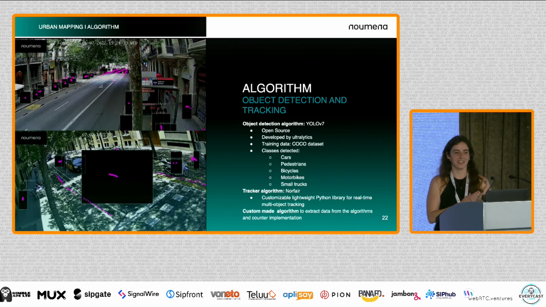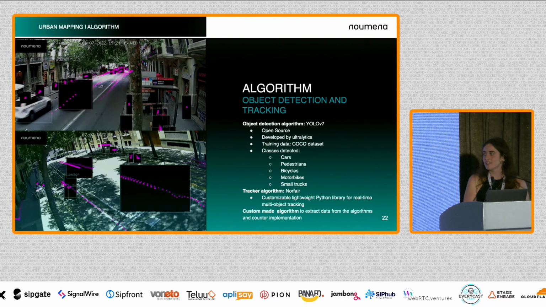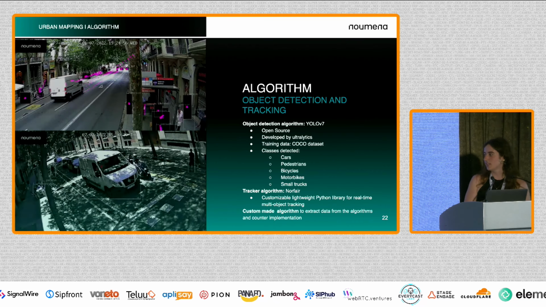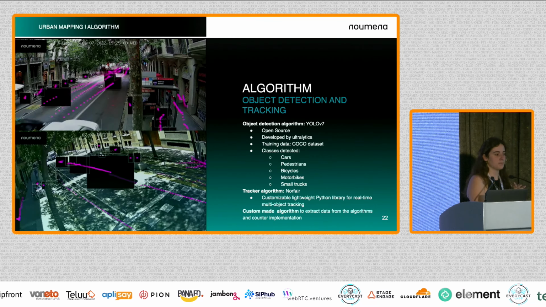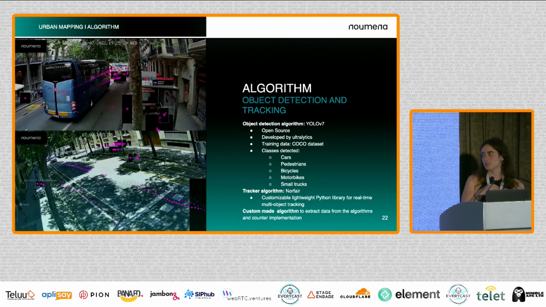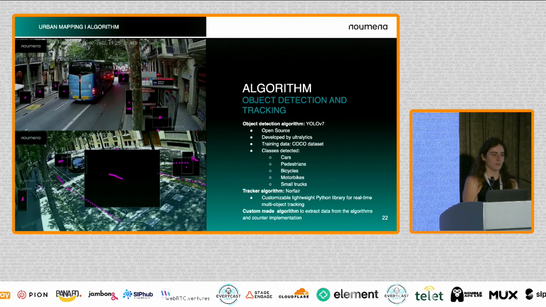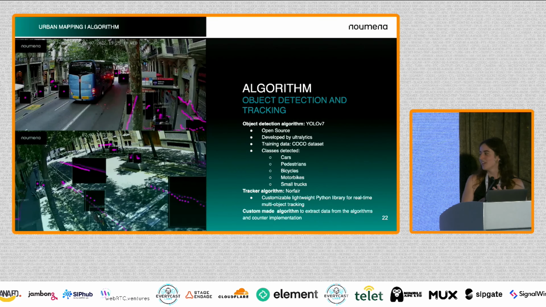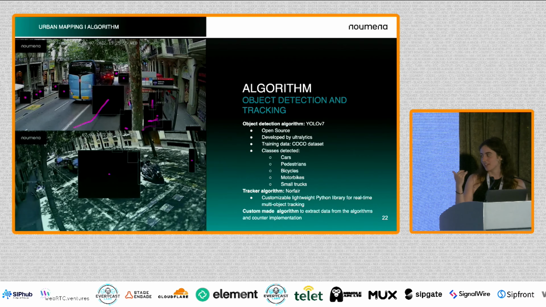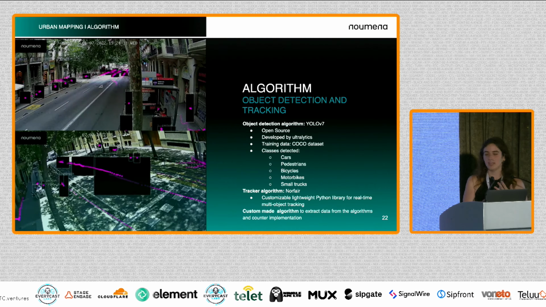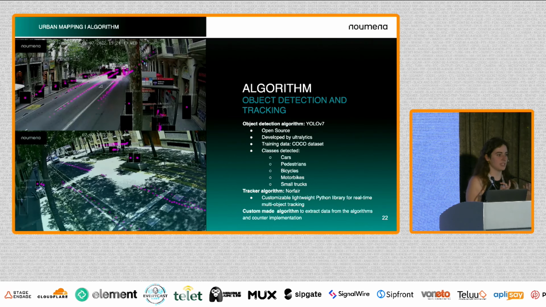Okay, so the next step was the algorithm. So for this case, the algorithm that we created consisted of different parts. The first part was the tracking. So we used the YOLO 7 algorithm, which is very famous in the industry, and with the classes and datasets that we wanted. Then we also use a tracker. A tracker is basically once you have your object detection class, it will detect an object for every frame.